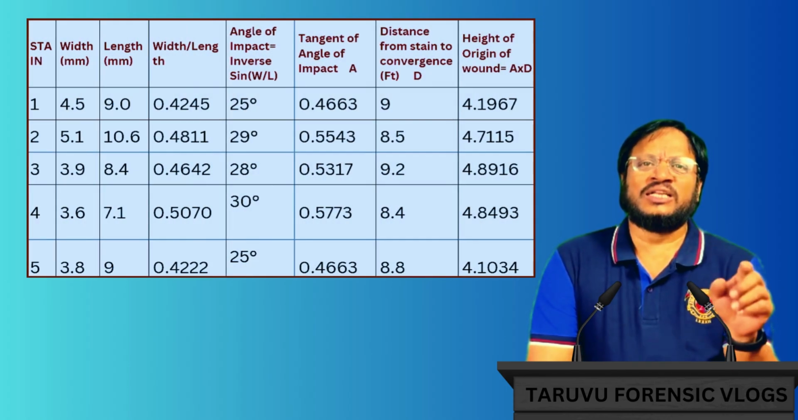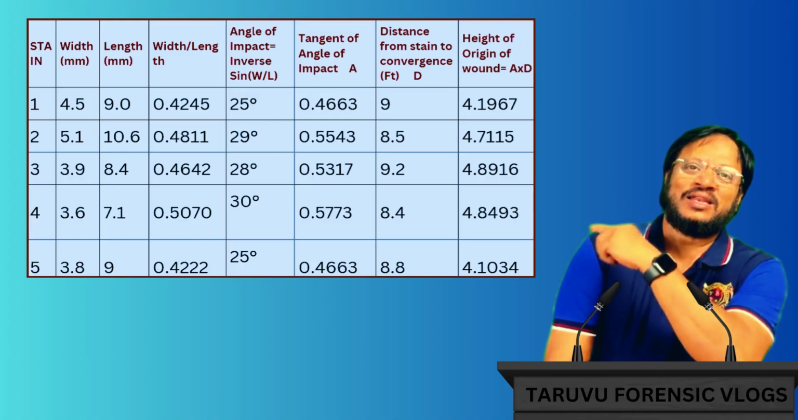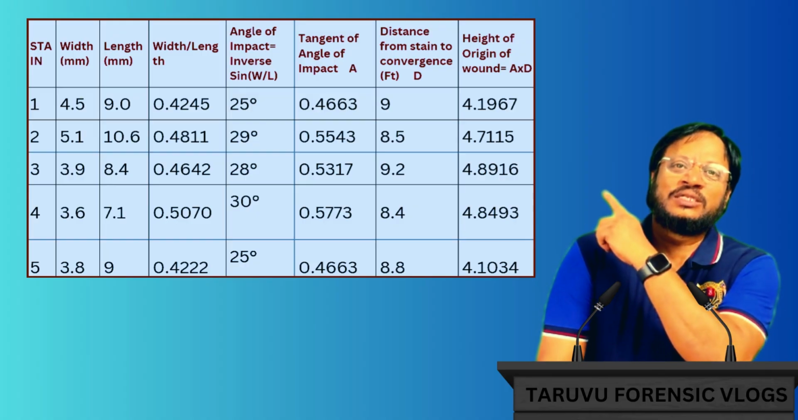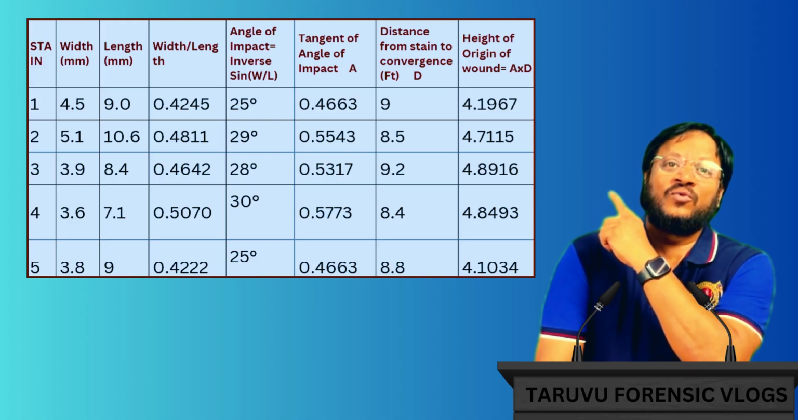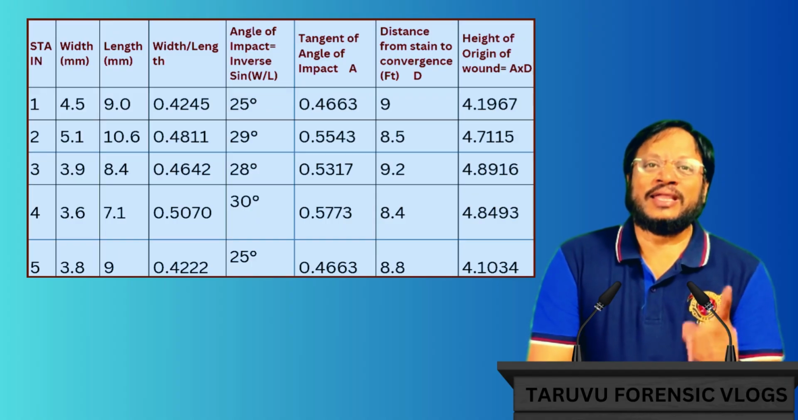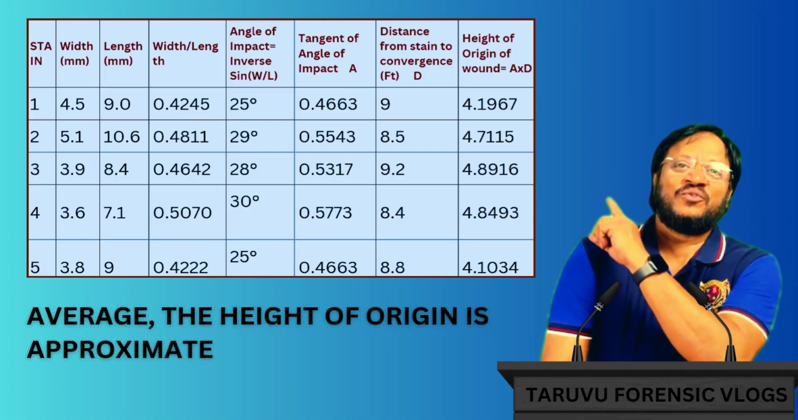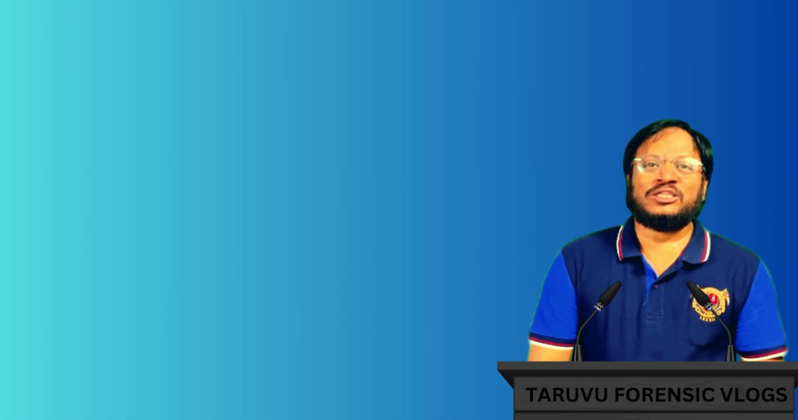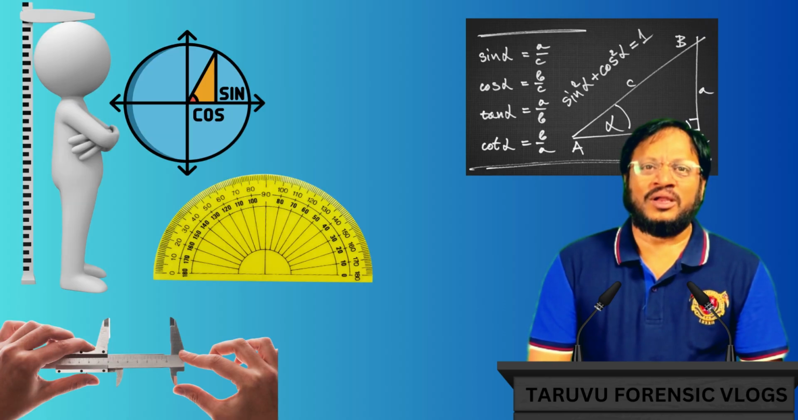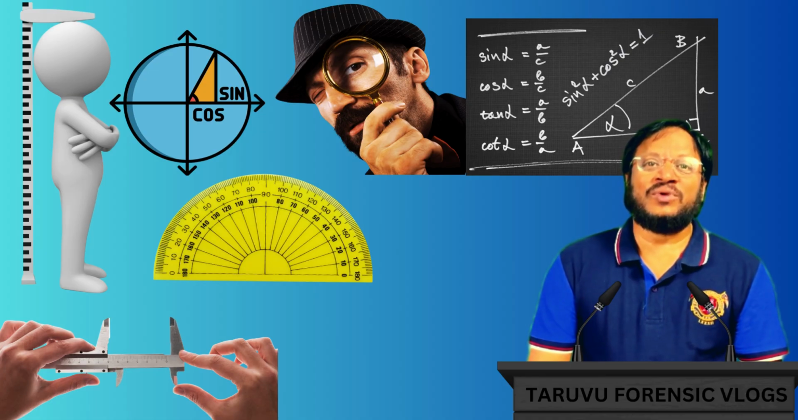Repeat this for all stains and get the heights. In this case, the heights calculated are given in this table. 4 feet, 4.71, 4.89, 4.85 and 4.10 feet. Taking the average, the height of origin is approximately 4.51 feet. So you have it. By using simple measurements, some trigonometry and a little detective work, we have reconstructed how and where this bloodshed event occurred.